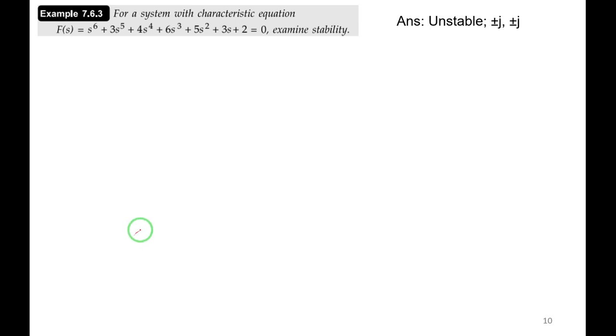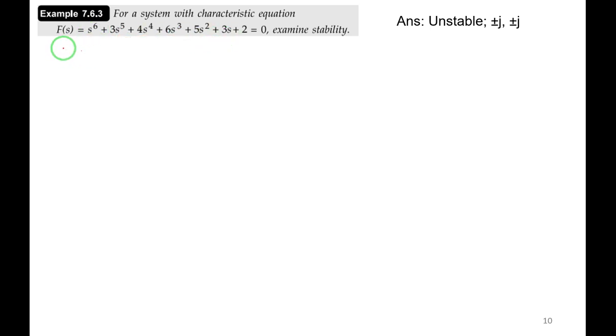Then next, this chapter is over. So I will take up the next chapter, but before going for the next chapters, we will be solving a few more numericals, right? For a system with a characteristic equation s power 6, 3s power 5, and so on, examine the stability. Observe here whether all the powers of s are present: 6, 5, 4, 3, 2, 1, 0. Yes, all are present here. You can solve it, but let me solve it. All the powers of s are present.